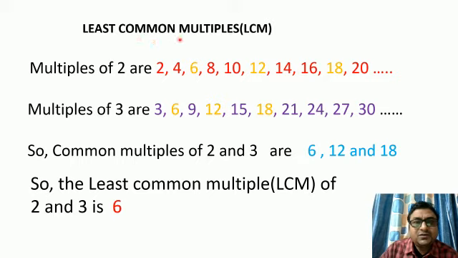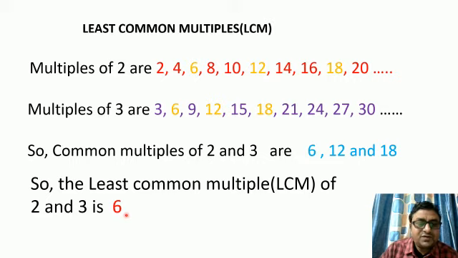So what we have found: earlier we found multiples of 2, then multiples of 3, then common multiples of 2 and 3, and afterwards we will find out the least common multiple of 2 and 3. Among these three common multiples we have to find out the least. Least means smallest. 18 is the biggest, 12 is bigger than 6, so 6 is the smallest. So the least common multiple of 2 and 3 is 6.